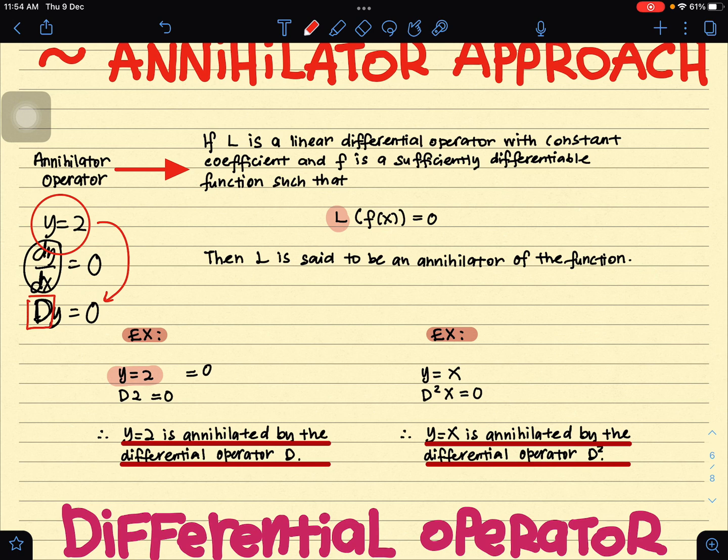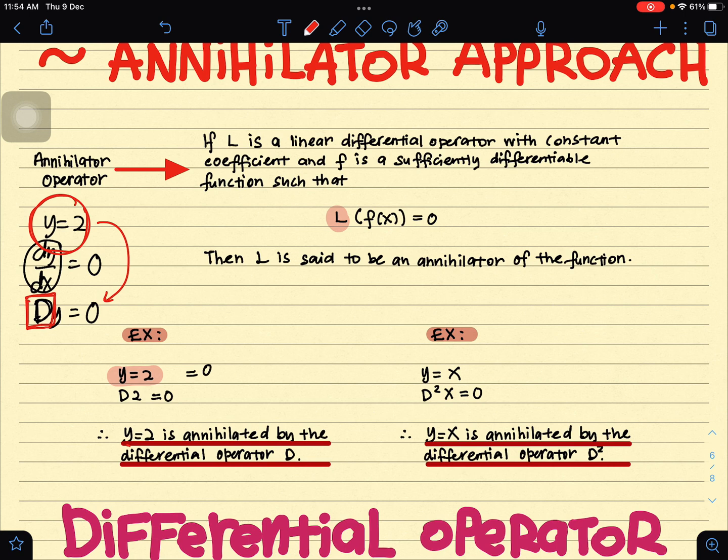So any operator that makes your equation become zero, where the operator is a derivative, so however many times you need to differentiate to make your function zero, we call it an annihilator operator. So for this case, D makes y equal to 2 become 0. It means that the function y equal to 2 is annihilated by the differential operator D.